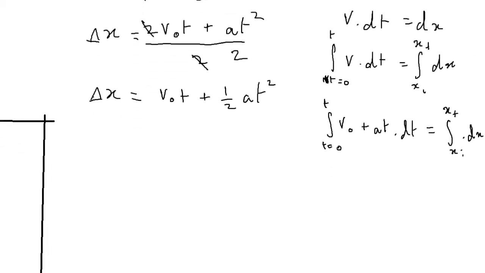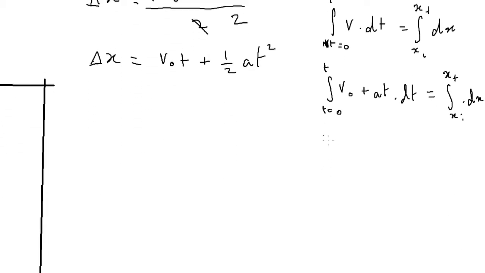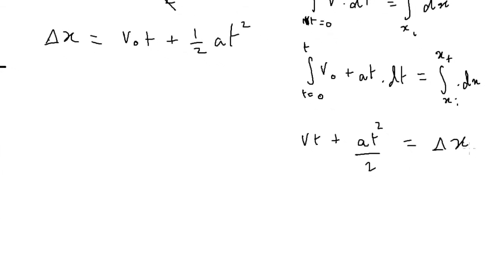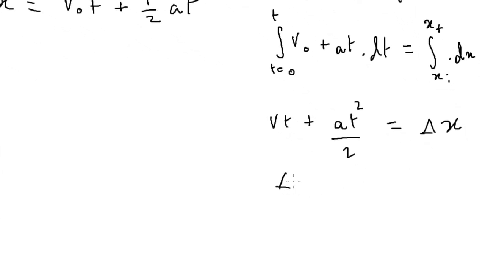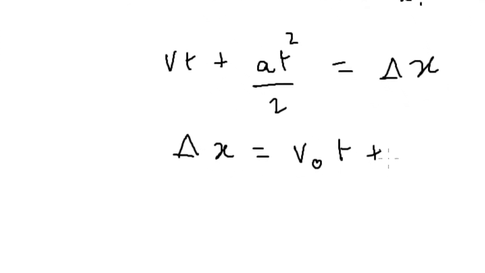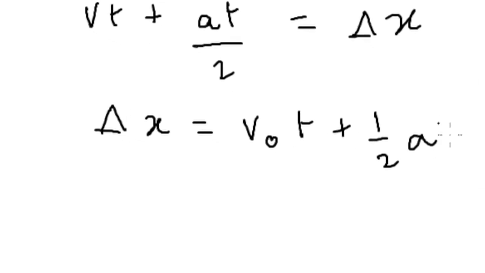Now, when you solve this, take the integral of both sides, you get the initial velocity times time plus the acceleration times time squared. You add 1 to the exponent, divide by 2, and that is equal to some final position minus some initial position, which is just delta x. And hence, you get the same equation, delta x is equal to the initial velocity times time plus half acceleration times time squared.